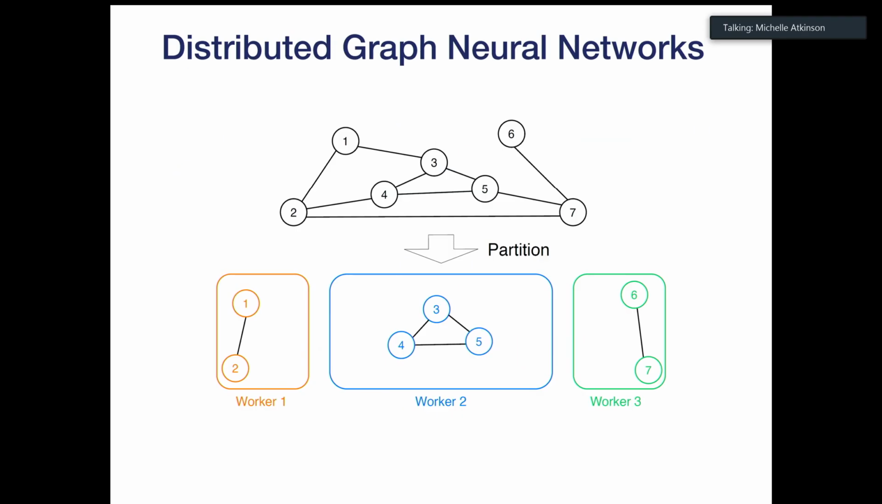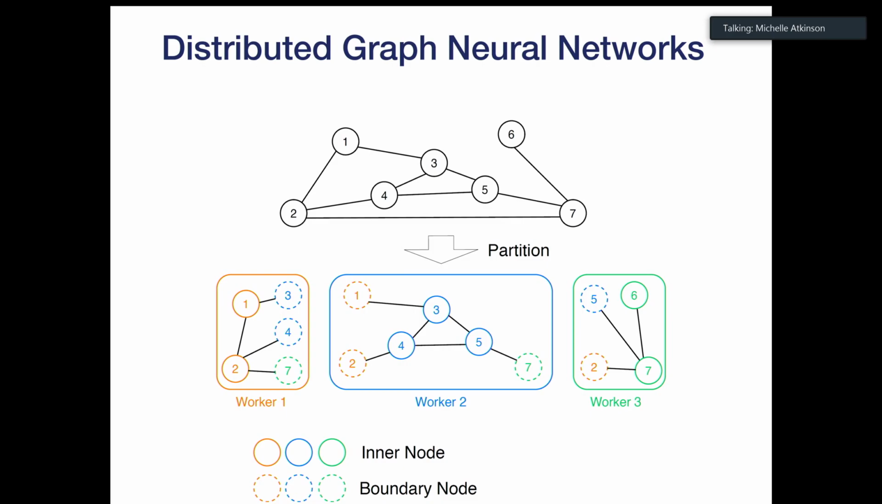So one straightforward idea is to separate a giant graph into several partitions, and we assign each partition to one worker. But remember that we are training a graph neural network, so each node needs to aggregate the features of all its neighbors. Sometimes, for example in this figure, node 1 has a neighbor, node 3, but node 3 is assigned to worker 2. So during training, we sometimes need to collect node features from a remote machine, and we call these nodes boundary nodes. For the nodes that belong to the partition, we call them inner nodes.